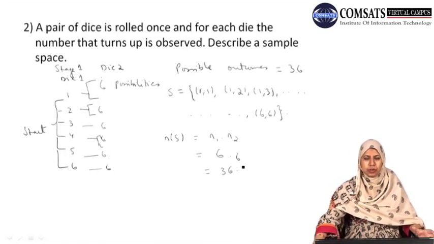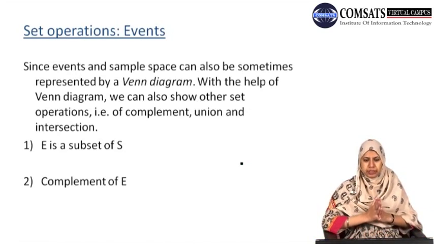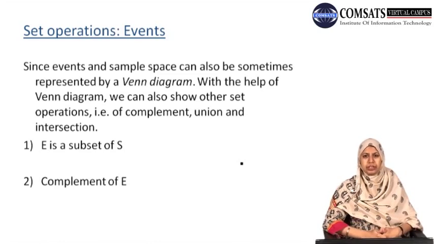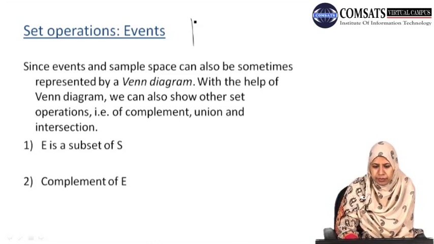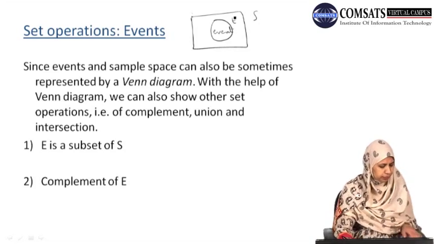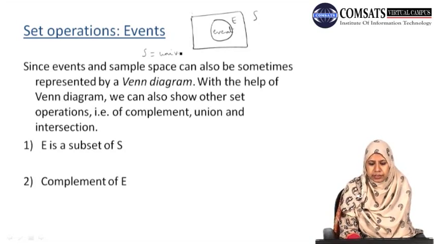Now we come to some properties of events. Since an event is a subset of our sample space S, we can use a Venn diagram to represent our events and the sample space. That is, if this is our sample space S and this is our event E, then our sample space S acts as the universal set here.